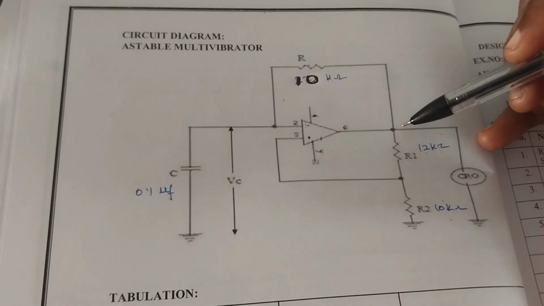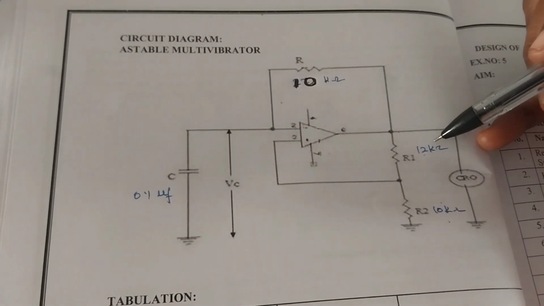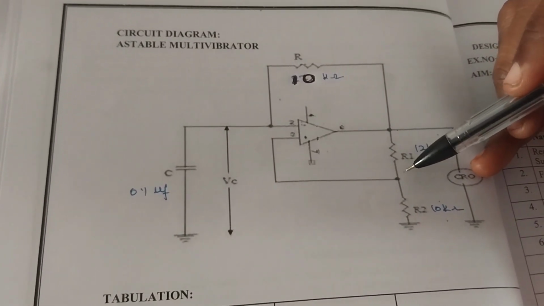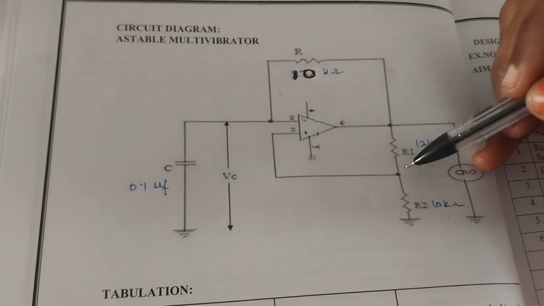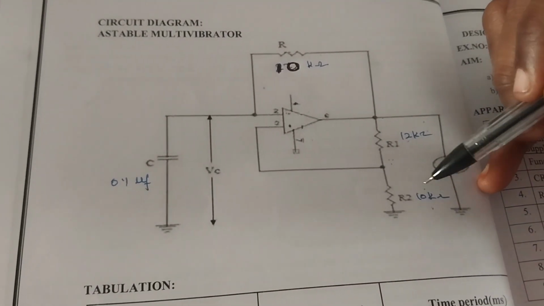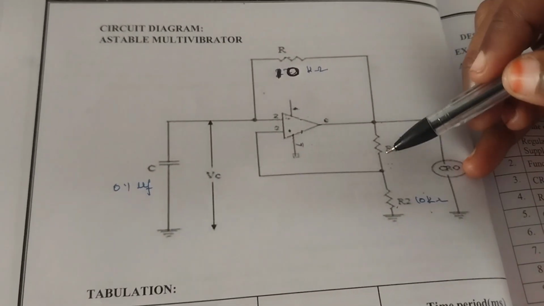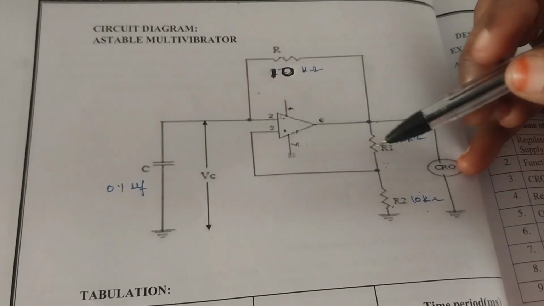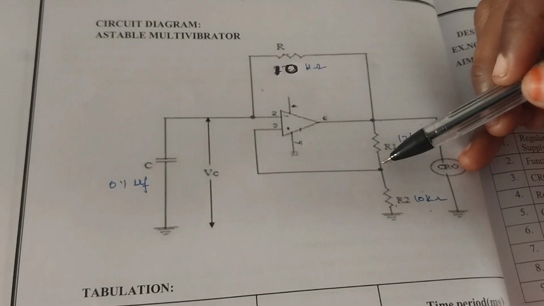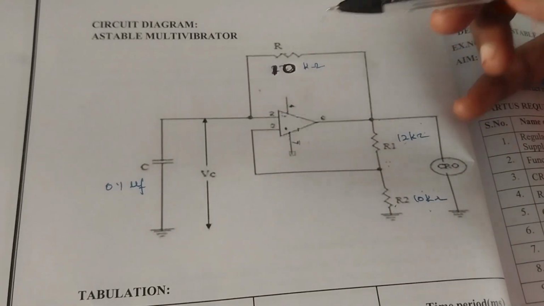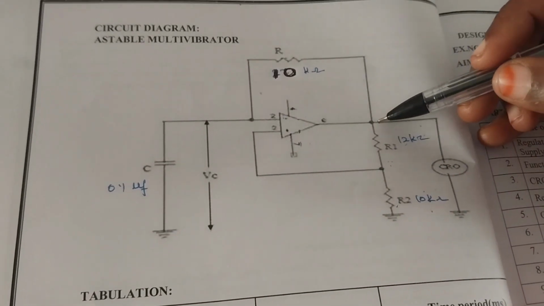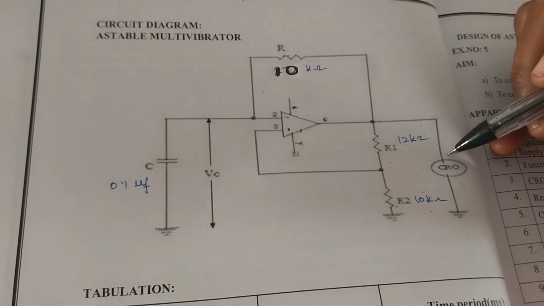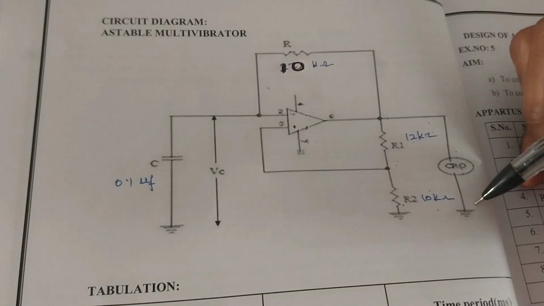At the sixth pin we use the 12 kilo ohm resistor and place it in another place on the breadboard. In that place we connect the 10 kilo ohm resistor that should be grounded. From the middle point of the 10 kilo ohm and 12 kilo ohm resistors, we connect to the third pin. Then from the sixth pin we give a connection to the CRO positive, and CRO negative should be grounded.